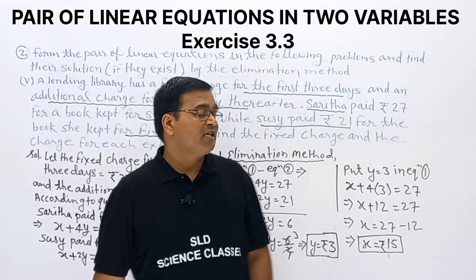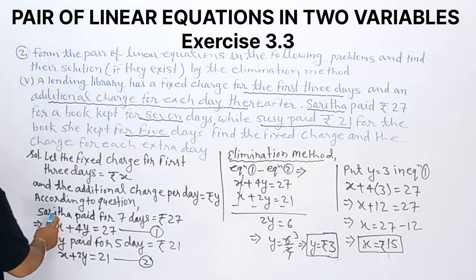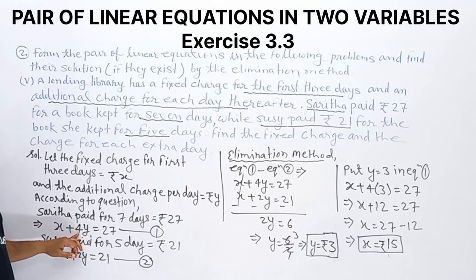As per the question, Sarita paid rupees 27 for 7 days. 3 days is the fixed charge. So x plus 4 times y, since 7 minus 3 is 4, equals 27. Susi paid for 5 days. 5 days means 3 days are fixed, and 5 minus 3 is 2. So x plus 2y equals 21.